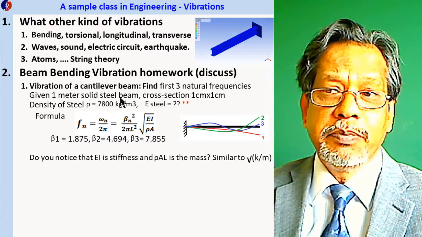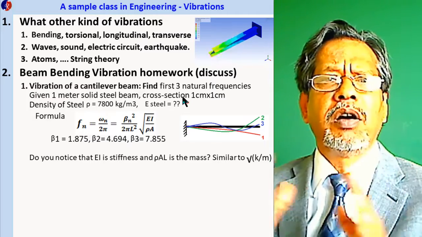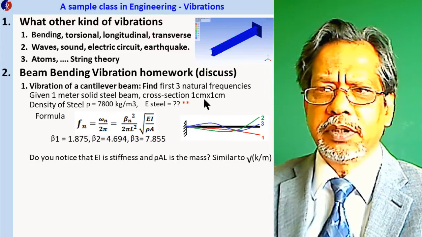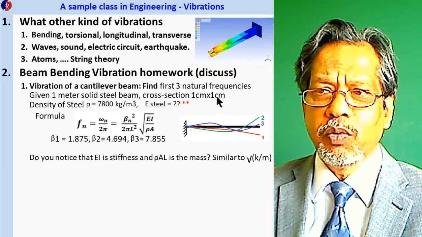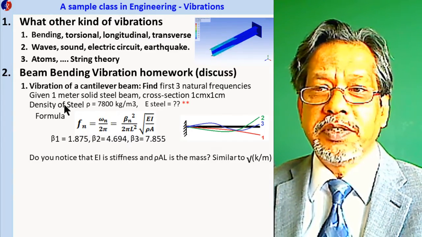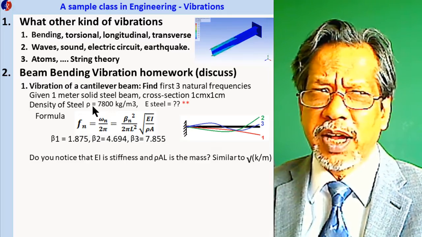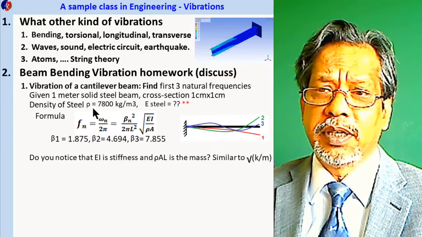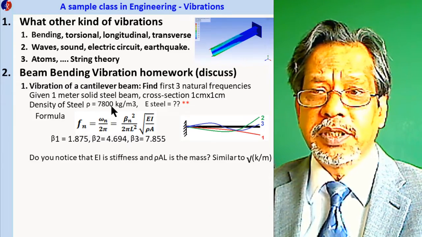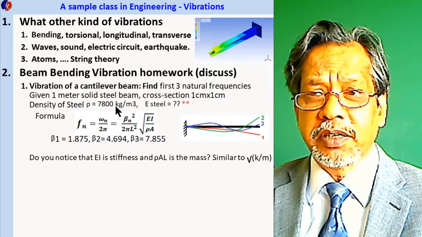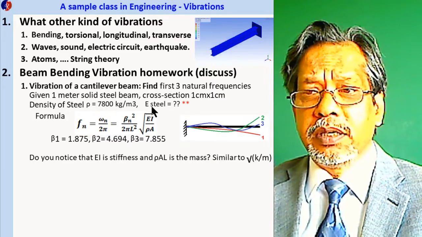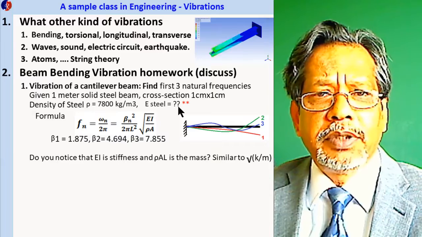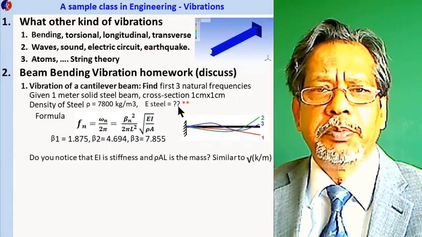Given a 1 meter long solid steel beam, quite long, but the cross section is very small, a 1 centimeter by 1 centimeter rectangle. This is how it's written: 1 centimeter by 1 centimeter cross section. The density of steel is given because we know it's related to mass and stiffness. All the vibrations are related to that, so we give rho, the density of steel, 7,800 kilograms per cubic meter. The elastic constant or Young's modulus, I did not supply that. Let them look it up from some standard books or handbook.